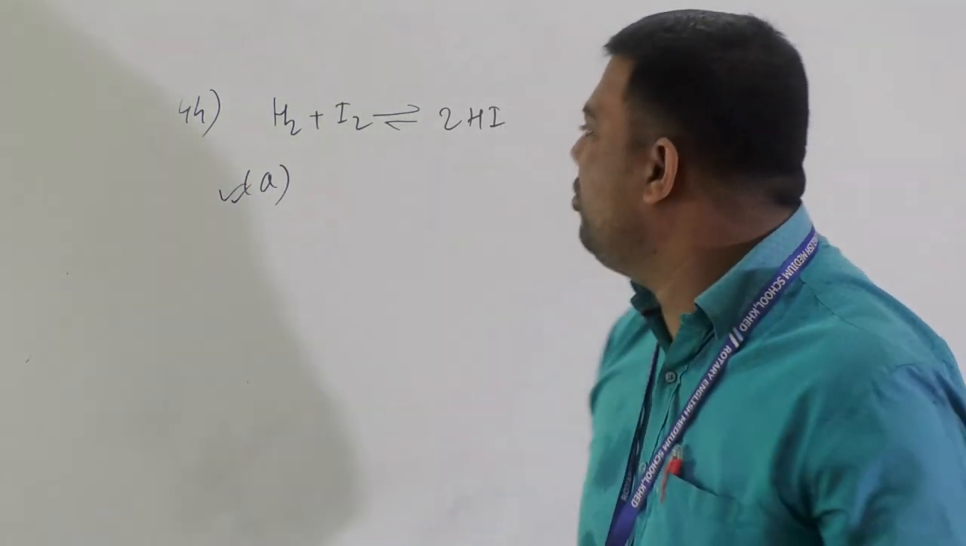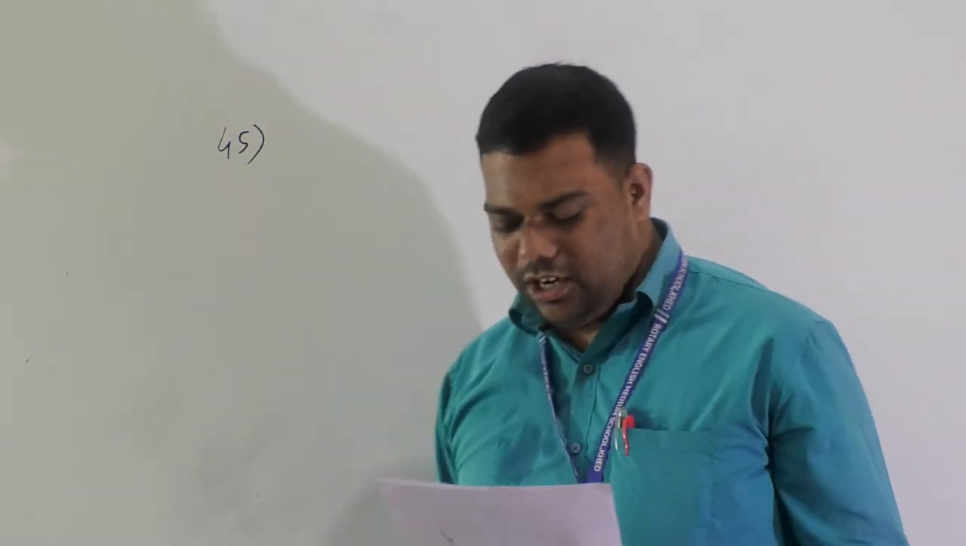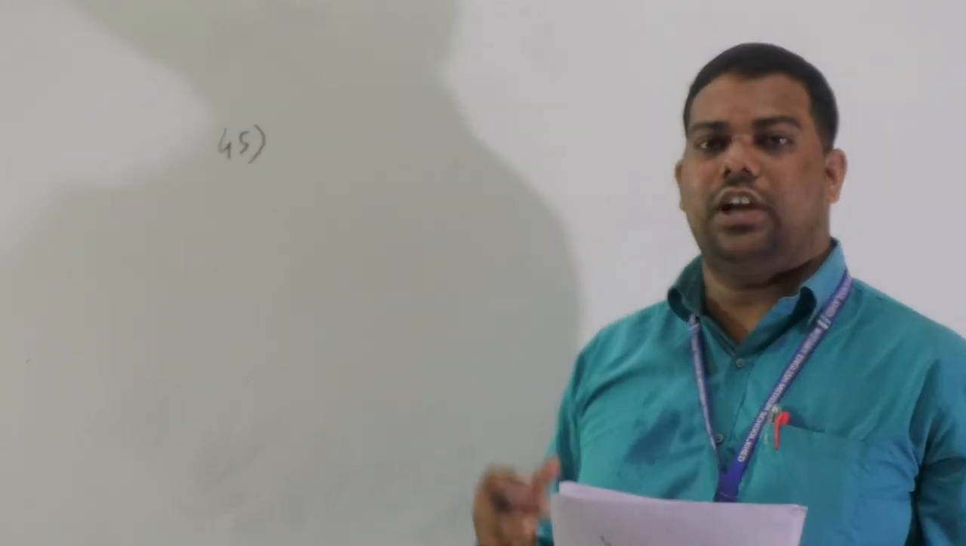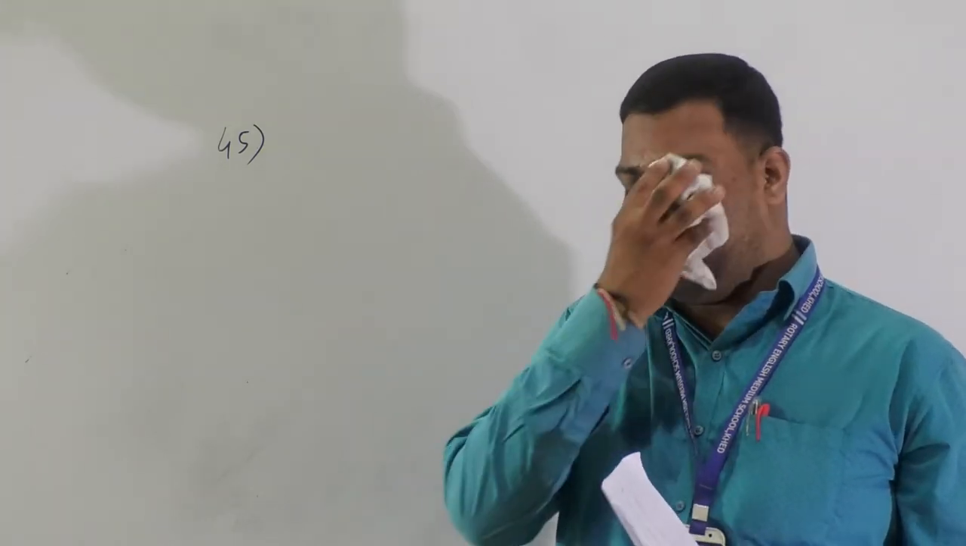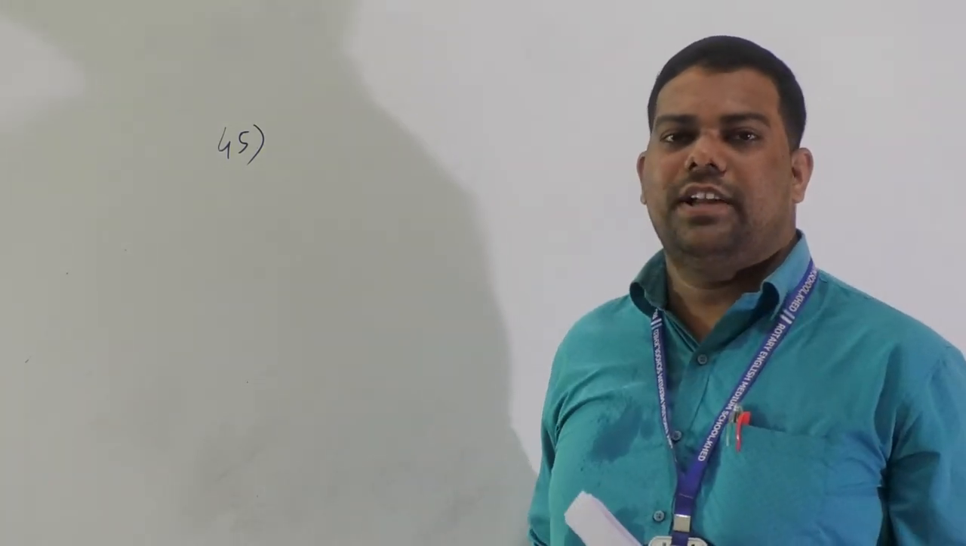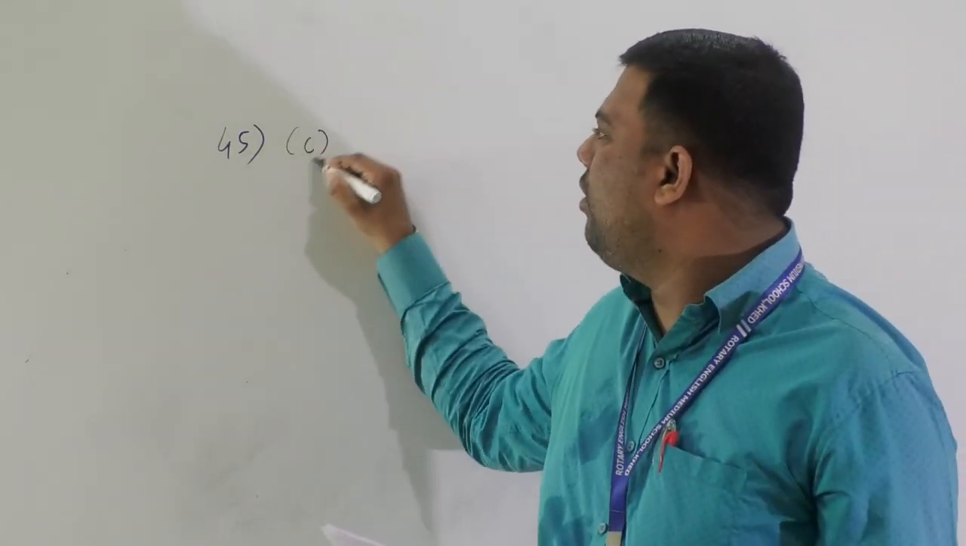Now 45 question, question number 45. See, question number 45. Activation energy of chemical reaction can be determined by changing concentration of reactant, evaluating the rate constant at standard temperature, not. So C option, evaluating the rate constant at two different temperatures. As you know, energy of activation, log K2 by K1 we are taking. Log K2 by K1 is equal to Ea by 2.303 R into T2 minus T1 divided by T1 into T2. Okay, so your 45 option is C.